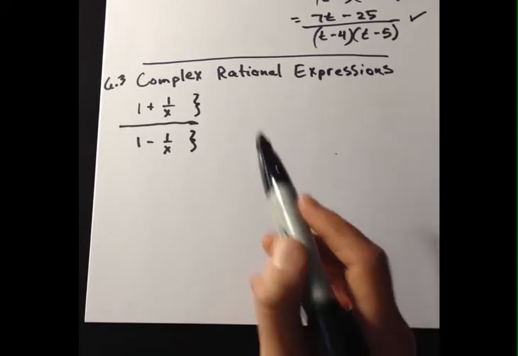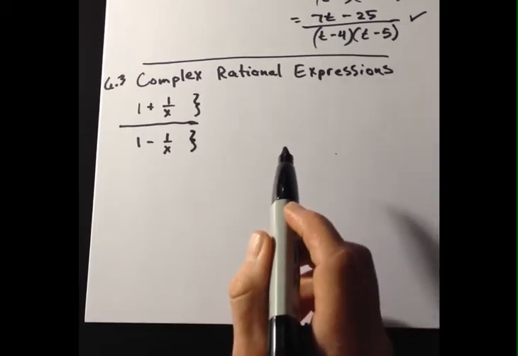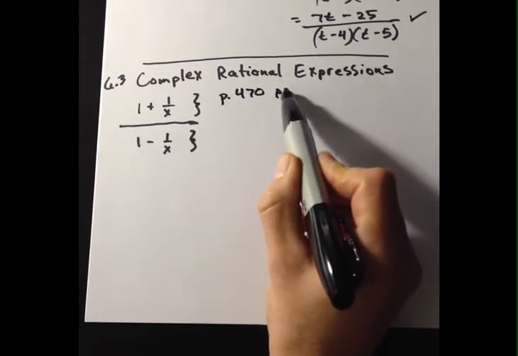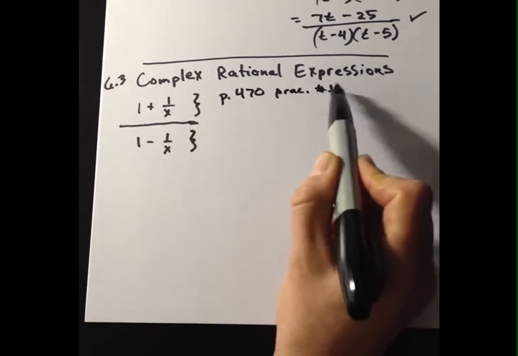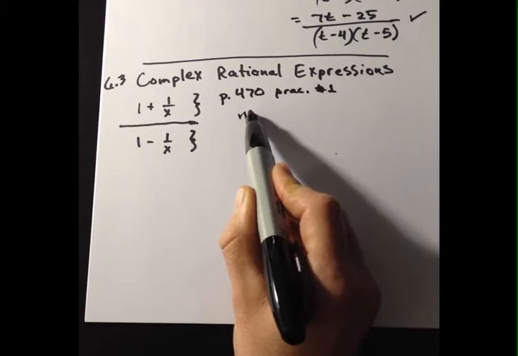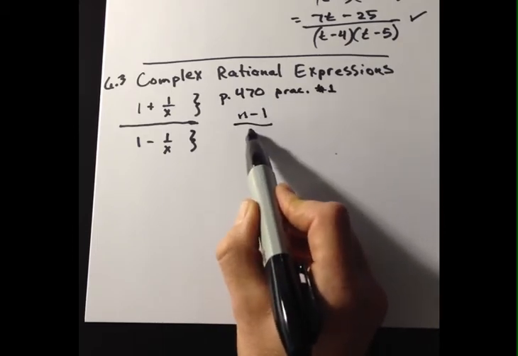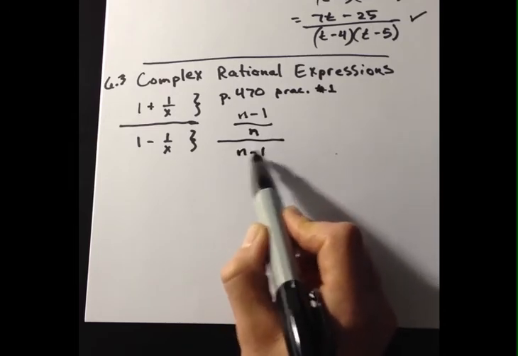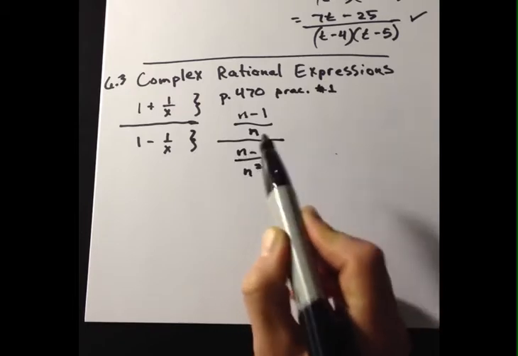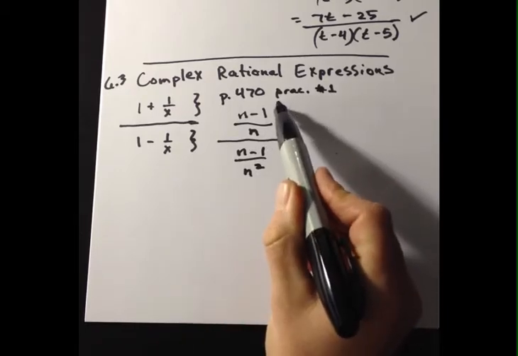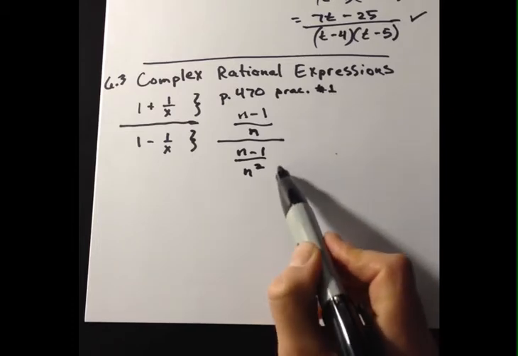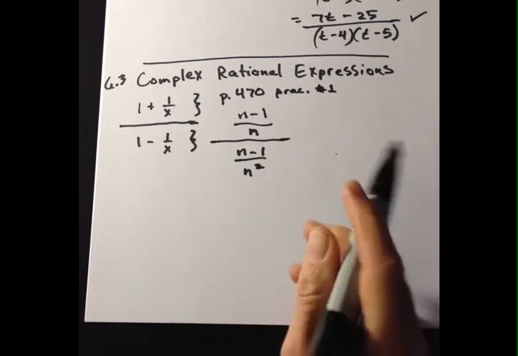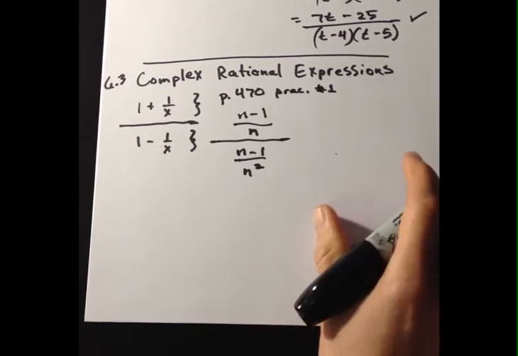Let's take an example. I'm going to take practice number 1 on page 470. They give us n minus 1 over n divided by n minus 1 over n squared. This looks really complicated, but remember these are just two ratios. This is a ratio up here, this is a ratio down here, and this is the main divider line. There's two ratios being divided by each other, one being divided by the other.